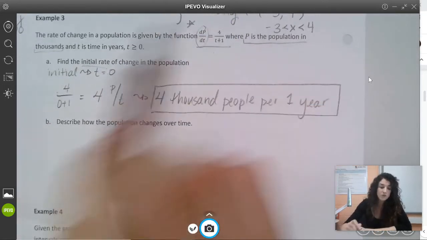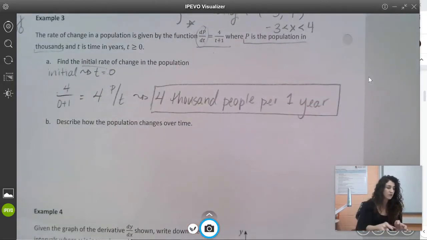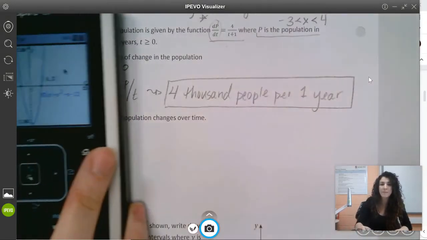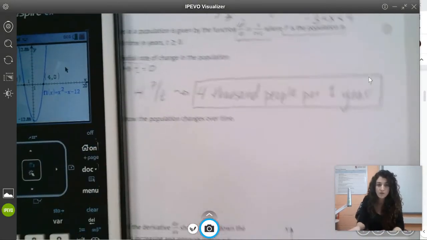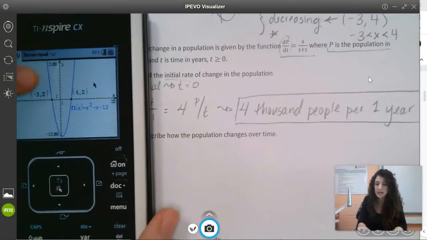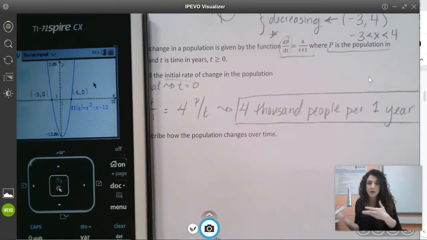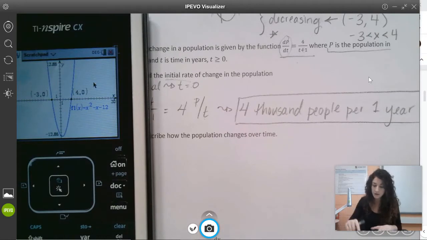And so now we need to use our derivative function and look at that derivative function and figure out what is that telling us about the population, the original function. So just kind of like before, we were like, hey, here's our derivative function. What could it tell us about our original function? We're going to look at our derivative function and say the exact same thing. What's going on with our original function?